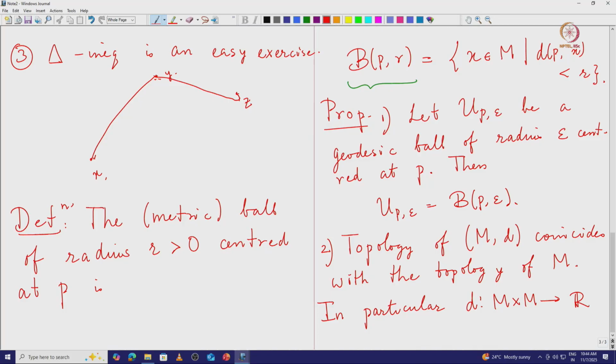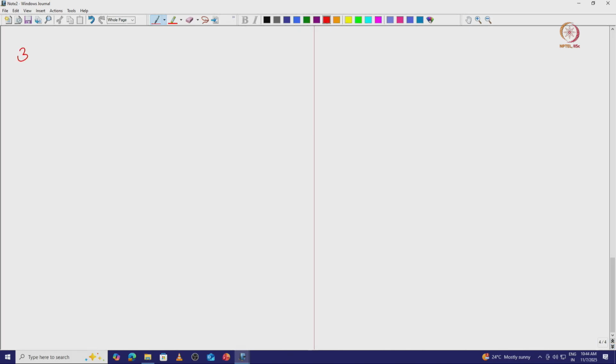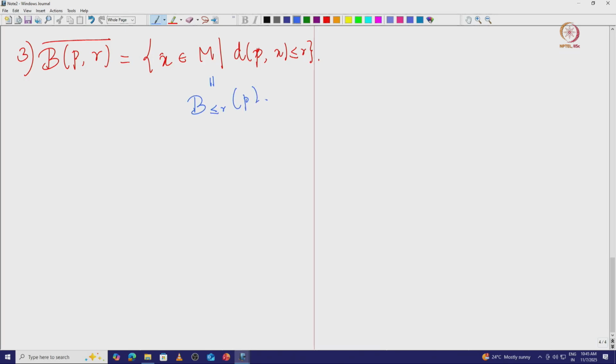In particular the distance function is continuous. The distance function is obviously continuous in the topology induced by the distance function, but here we are seeing that this topology coincides with the already existing topology on M, hence the distance function is continuous in the existing topology on M. And the third part is that the closure of one of these metric balls is precisely the set of all x such that the distance function is less than or equal to R. Sometimes we denote this set as B_{≤R}(P).